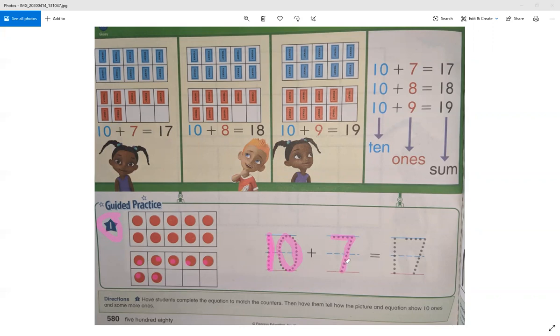So 10 plus 7, 10, and then 7 more equals 17, right? 17 has 10 ones and then 7 more ones. So one set of 10 and then 7 more. 10 plus 7 equals 17. So write this whole problem on your paper for number 1. Now remember, no need to draw the 10 frame. Let's go on to the next problem.